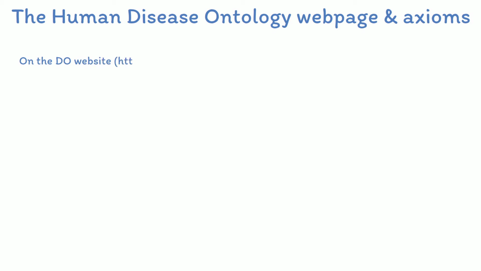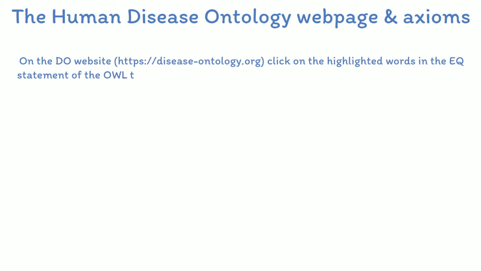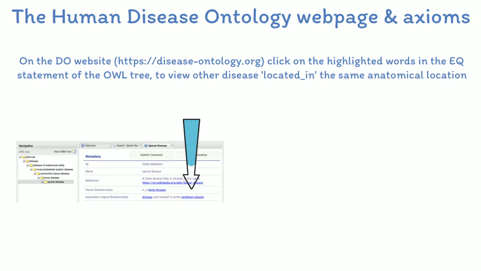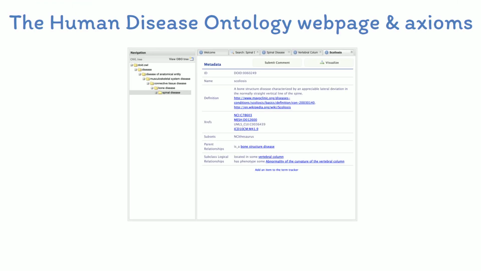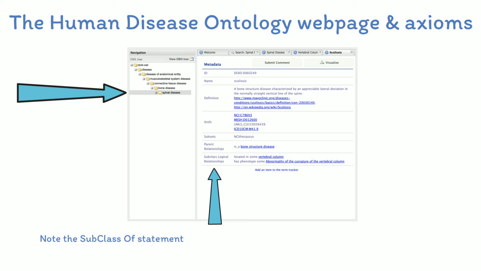On the Human Disease Ontology website, simply click on the highlighted words in the EQ statement to view other diseases located in the same anatomical location. For example, scoliosis. Note the subclass of statement, which defines scoliosis as a subclass of spinal disease via the logical axiom.